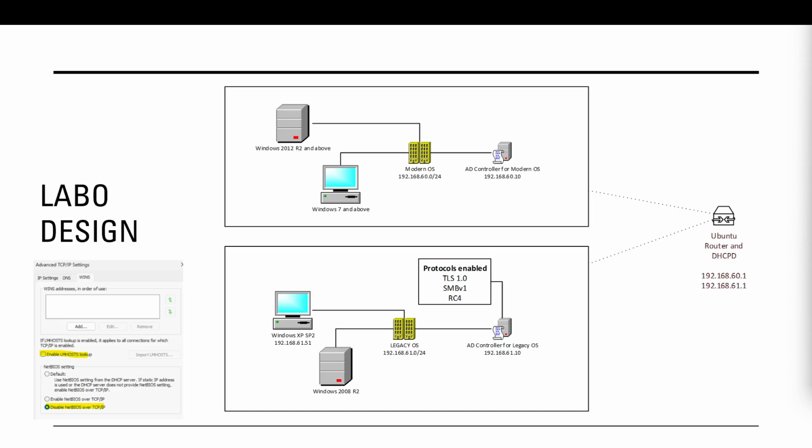Those are created by also using Sites and Subnets. I have created a site Modern OS with the subnet of that VLAN and a Legacy OS site with the subnet for legacy OS. And only on the AD controller for legacy OS, which resides in the same subnet, I made those changes from the slide before. So meaning activating TLS 1.0, installing SMBv1 and activating RC4.